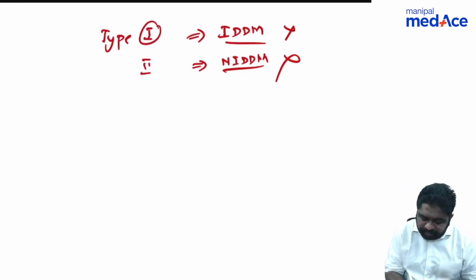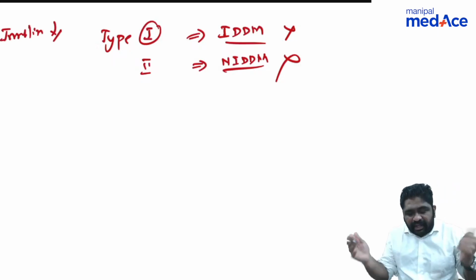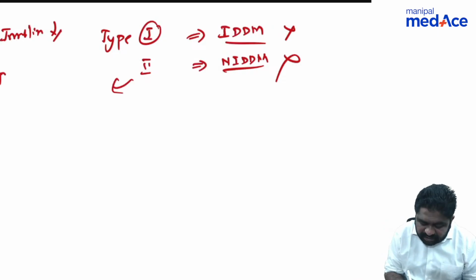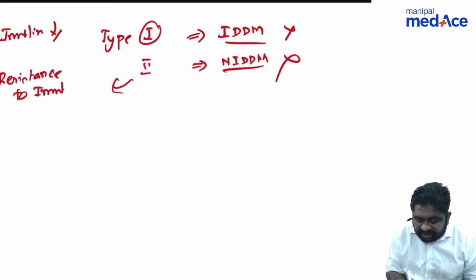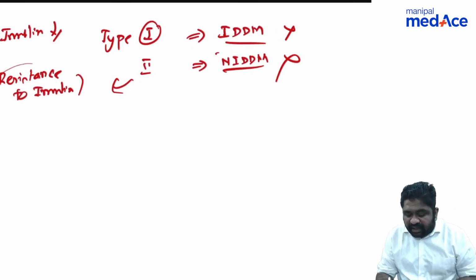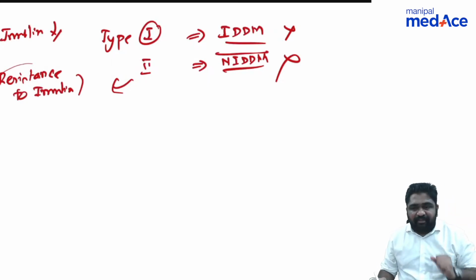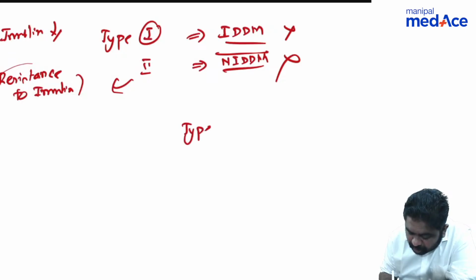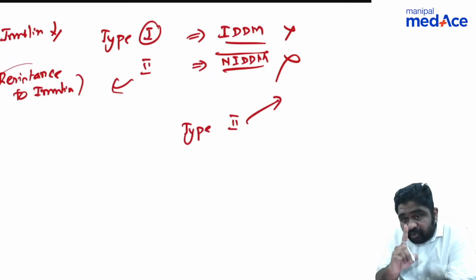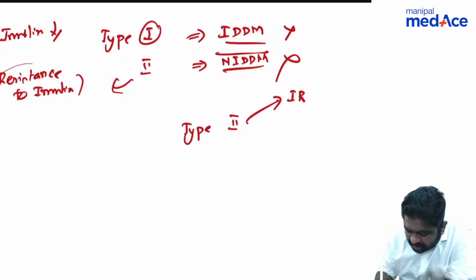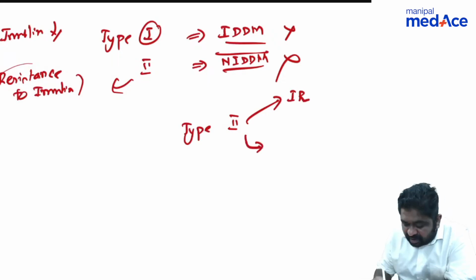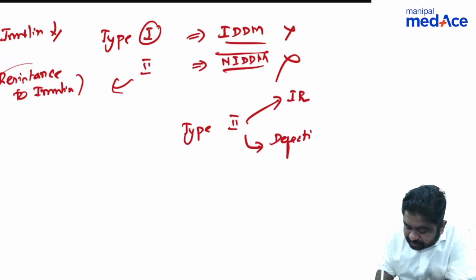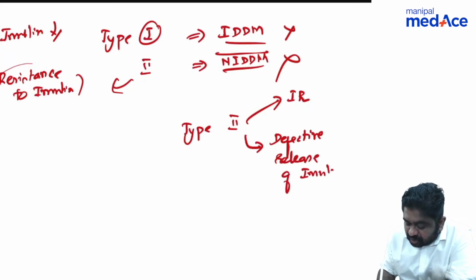See, in type 1, insulin is less. So when you give insulin, the treatment is done. In type 2, there is resistance to insulin. Now, you call it non-insulin dependent. Why should you not give them the name? Because in type 2, there are two types. One type has actual insulin resistance, and in the other type, there is defective release of insulin.